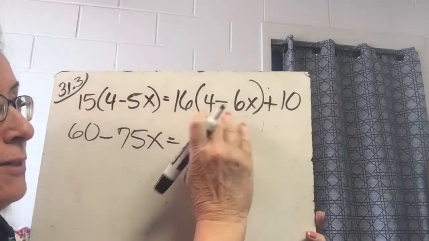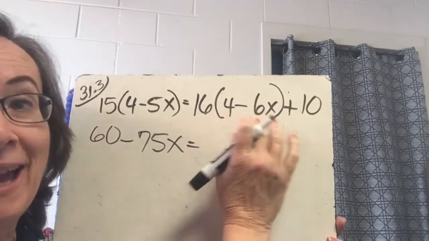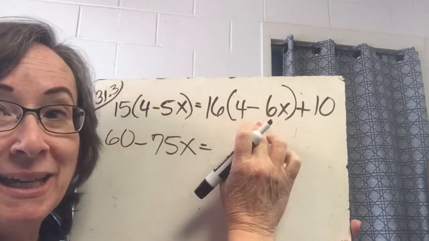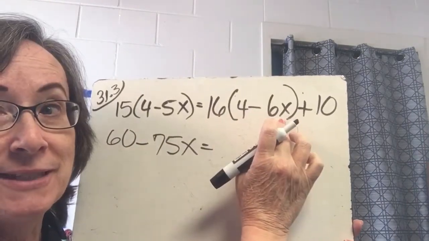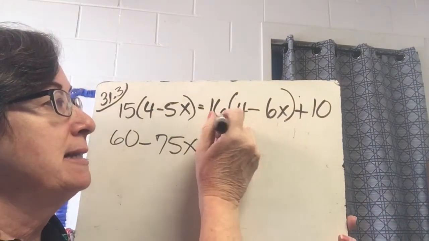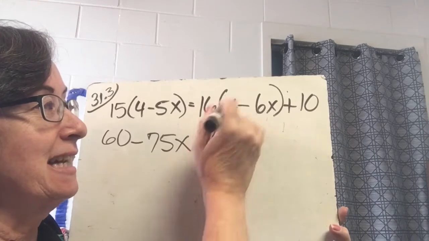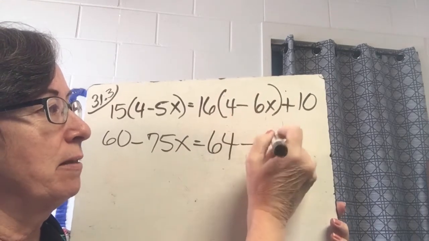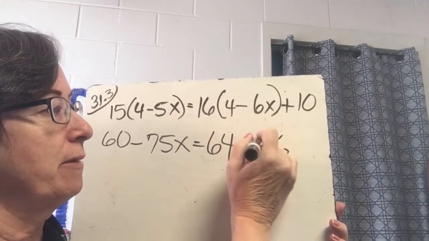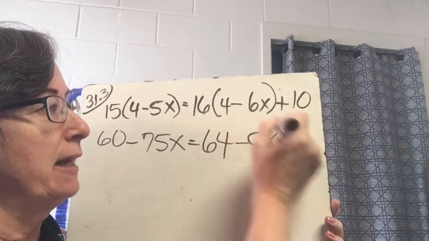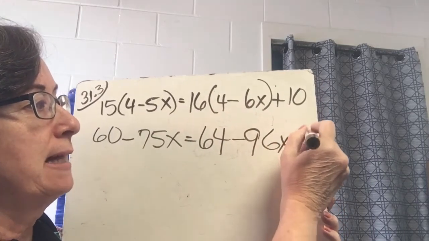Now, on the other side, we also have to distribute because we cannot do anything with a 4 and a negative 6x. They're not like terms. 16 times 4 is 64, minus 16 times 6 is going to be 36. Carry the 3, so that's a 96, negative 96x plus 10.